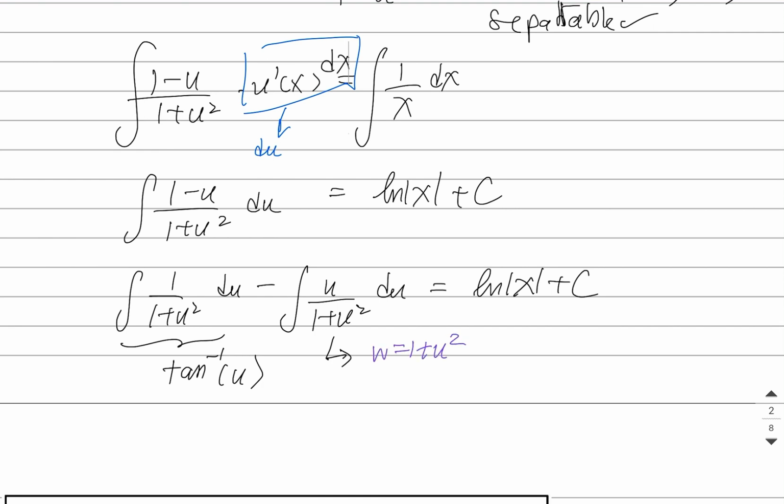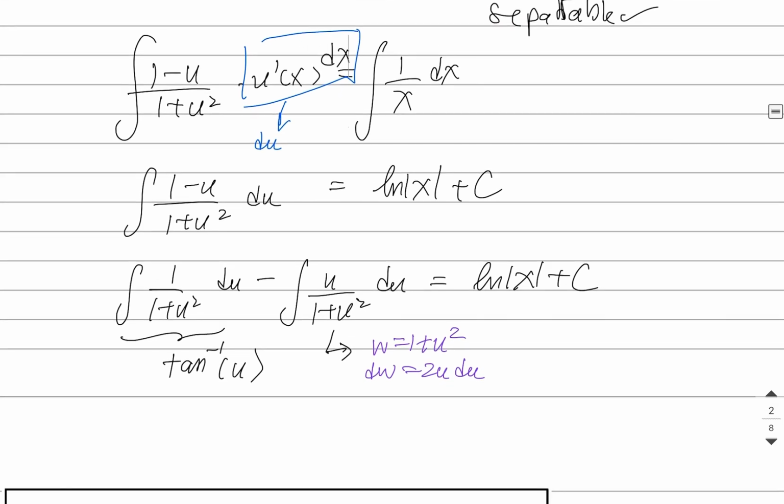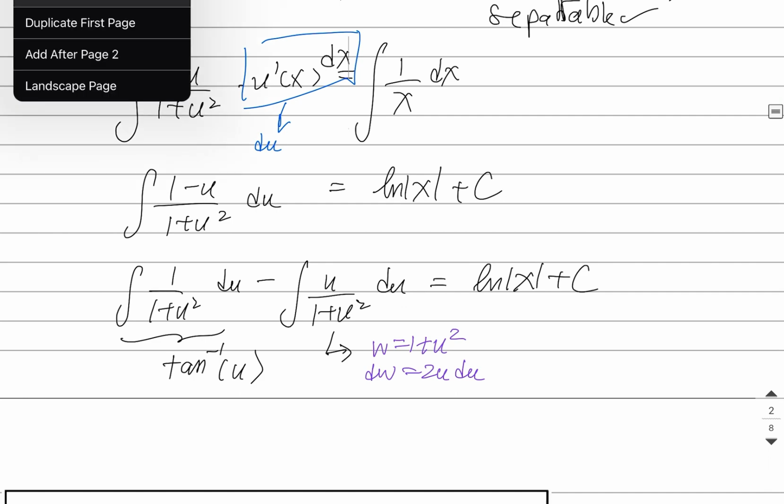1 plus u squared. dw will be 2u du. So in this particular situation, insert a page here. So in this situation, what we'll get is the following.